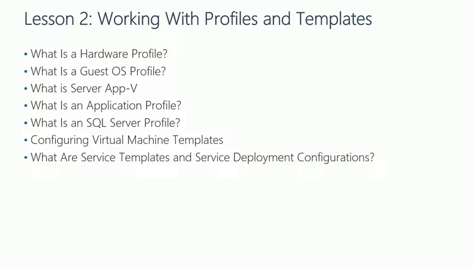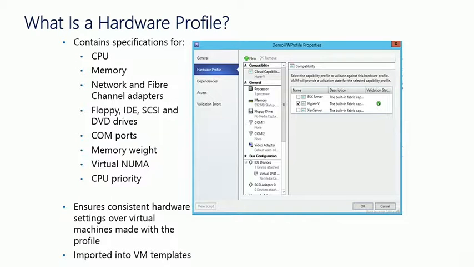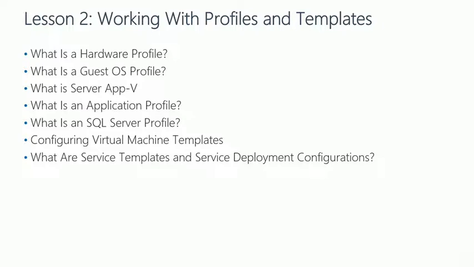Our second lesson here is taking a look at our different profiles and templates. When you start getting into working in the library in particular, you'll find that there's a lot of objects that you can create, right? Yep. So just jump back for a second. The list there: hardware profiles, guest profiles, Server App-V profiles, app profiles, SQL Server. These all represent the most common things that people deploy with VMM, and every one of those is a different object with its own characteristics and properties, and you stitch all these objects together. It's kind of like big old Lego blocks to build services and VMs.